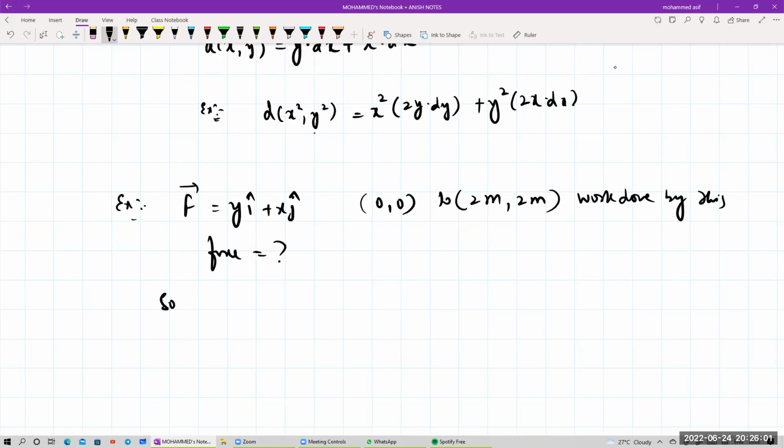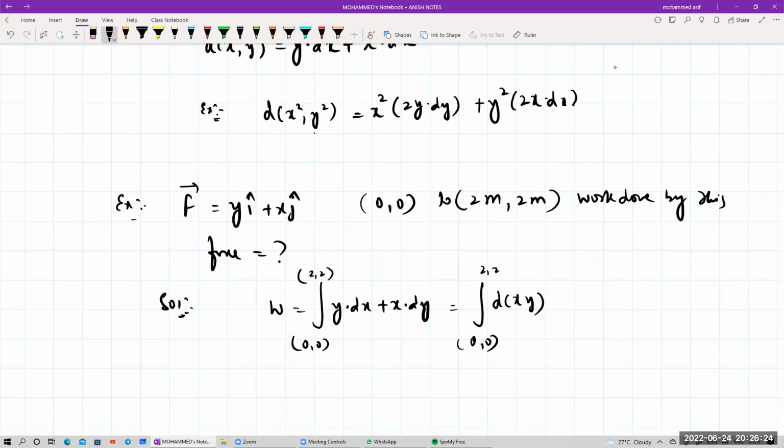Just use the differential integral trick that I told you right now. Work done will be equal to the integral of y dx plus x dy, with limits 0, 0 to 2, 2. This is the integral of the differential of x into y, from 0, 0 to 2, 2. So the answer is 2 into 2 minus 0, which is equal to 4 joules.